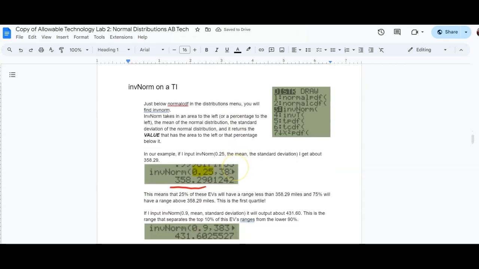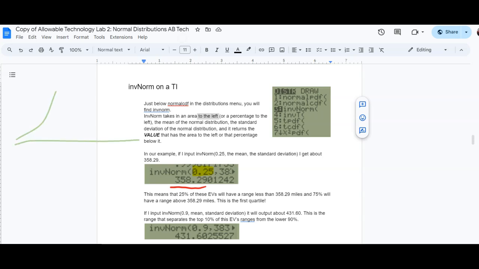All right, the next feature that we look at on the TI is the inverse normal feature. So right below normal CDF, there's inverse norm. And inverse norm takes in an area to the left of a number. All right, that's very important. It's below the number, and it returns the number that has that value below it. So again, it's important for you to watch these video notes this week.